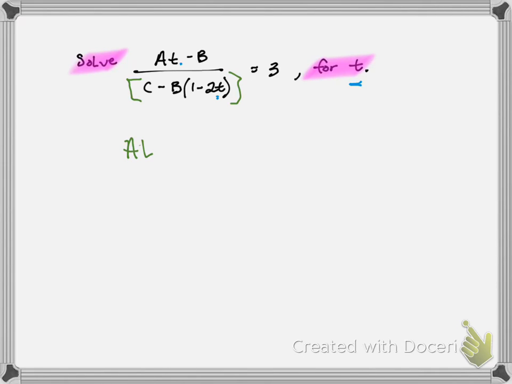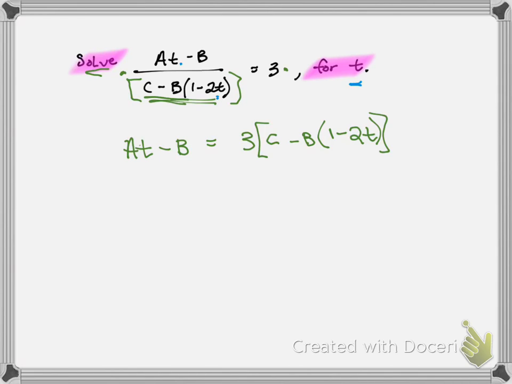That would leave us with at minus b is equal to 3 times c minus b times the quantity 1 minus 2t. So again, I multiplied the left side by that entire quantity. I multiplied the right side by that entire quantity, and that put me here, because when I multiplied the left side by it, this reduced to 1. This piece reduced to 1.